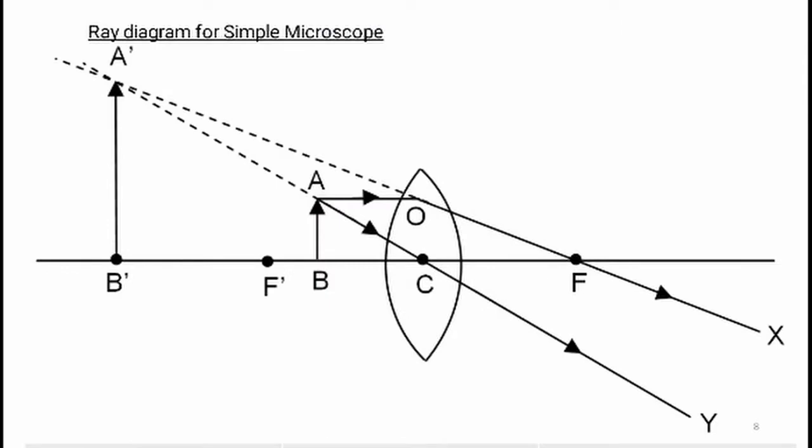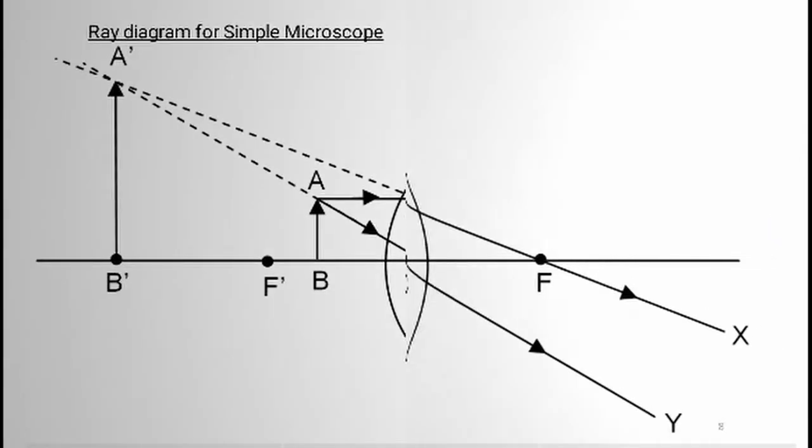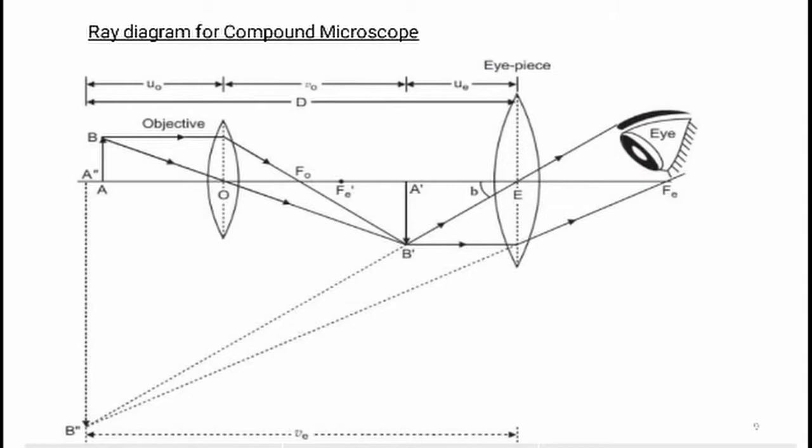So this is a simple diagram of a simple microscope. In this, an object AB is magnified using a single convex lens to a magnified image A dash B dash. And this is the diagram of a compound microscope. In this, the object AB is magnified to image A dash B dash by the use of an objective lens, which is further magnified to A double dash B double dash by the eyepiece lens.